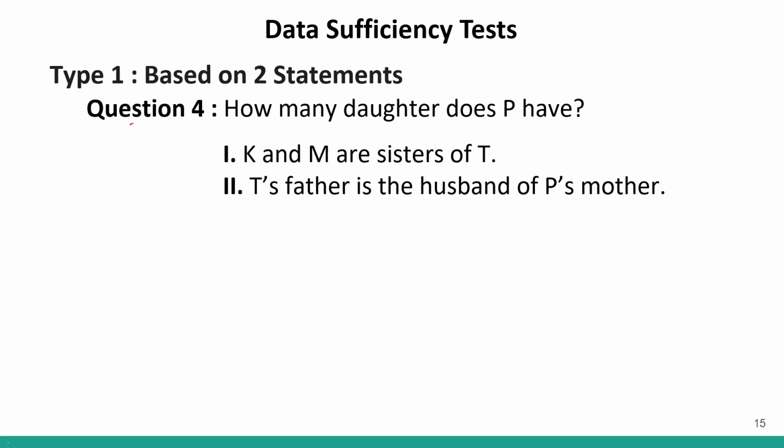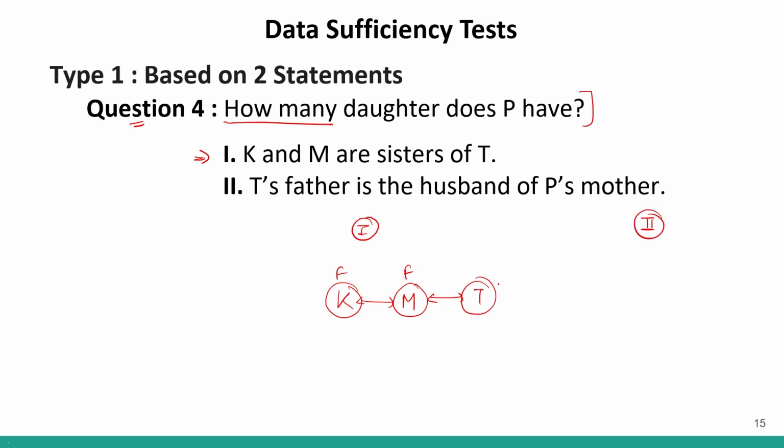Now, coming to question number 4. Question number 4, how many daughters does P have? We have to answer this question. So how many? We should get a definite number. Looking at statement 1. Statement 1 says that K and M are sisters of T. So T's gender is not known, but we know that K is female and M is also female. So K and M are sisters of T.